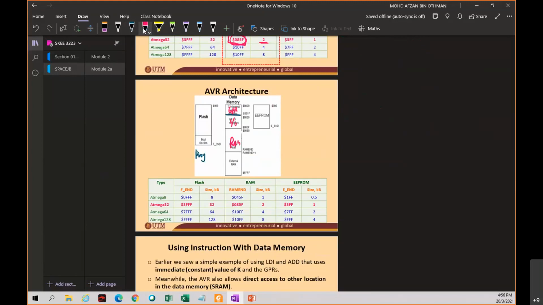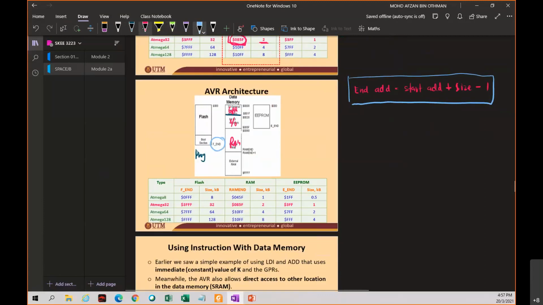N address sama dengan, okay, so you need to remember lah, N address sama dengan start address minus 1, plus size, okay, minus with 1. Okay, you need to remember this formula. Okay, contohlah kita nak dapatkan what is our N address of this flash here. Okay, program memory. So N address untuk program memory, the N address sama dengan, what is the start address? Start address adalah 000.